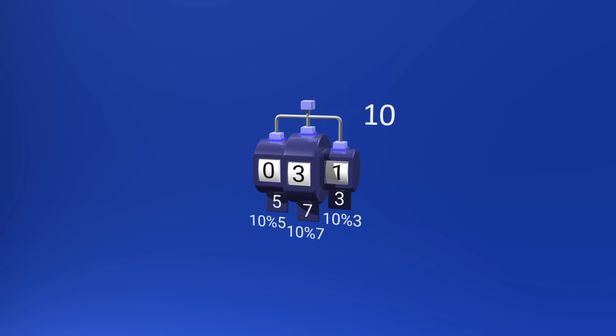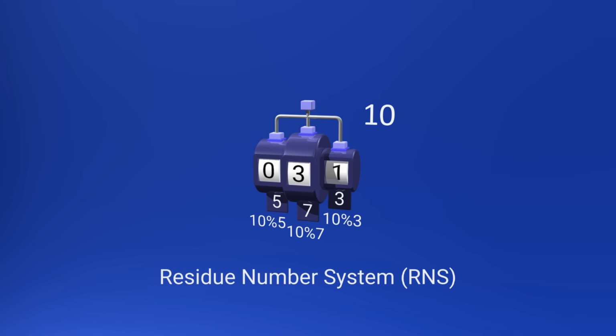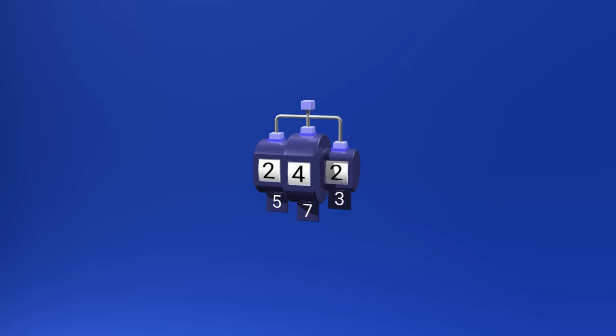So this is what the counter shows: the remainders or residues of dividing our number by the size of each wheel. And that's how this method is called, Residue Number System, or RNS. Here's another example. This counter was clicked 32 times. We can verify it by checking the residues. 32 modulo 3 is 2, and we can check the other remainders.